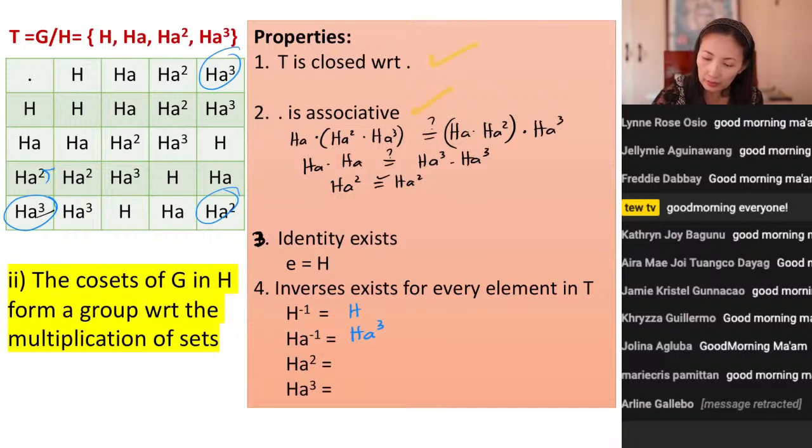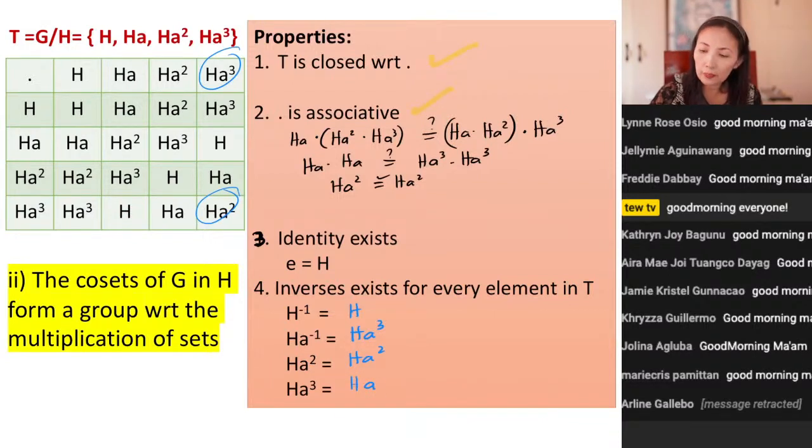Find the identity element H along HA squared. What was multiplied to HA squared to get H? It's HA squared. And finally, HA cubed. What must be multiplied to HA cubed to get H? It's HA. So, that is the identity element HA.